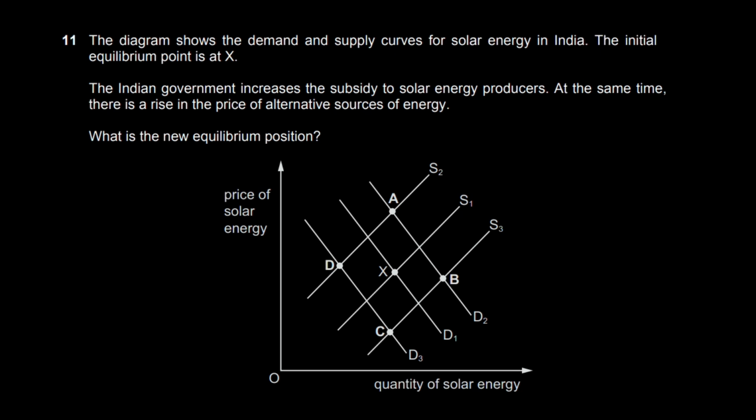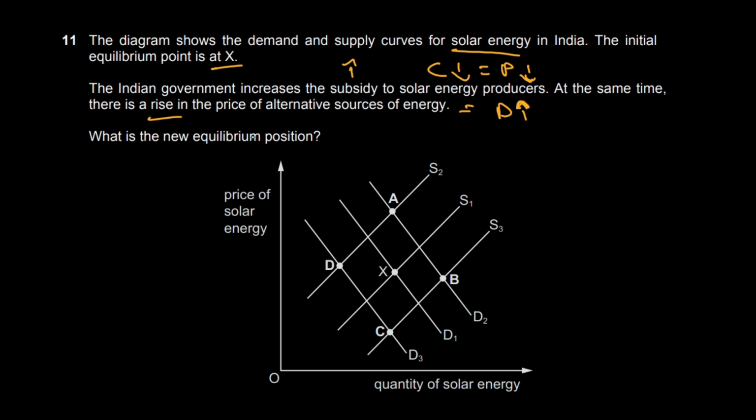The diagram below shows the demand and supply curves for solar energy in India. The initial equilibrium is at point X, and the Indian government increases the subsidy to solar energy producers. So our subsidy increased, hence our cost decreased, and hence our price decreased as well. At the same time, there's a rise in the price of alternative sources of energy. Okay, so this will further increase the demand for solar energy.